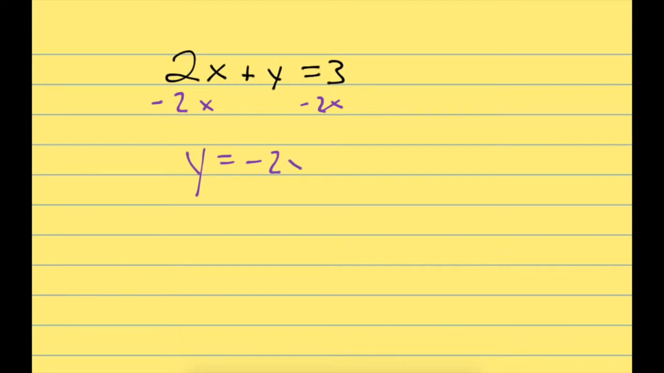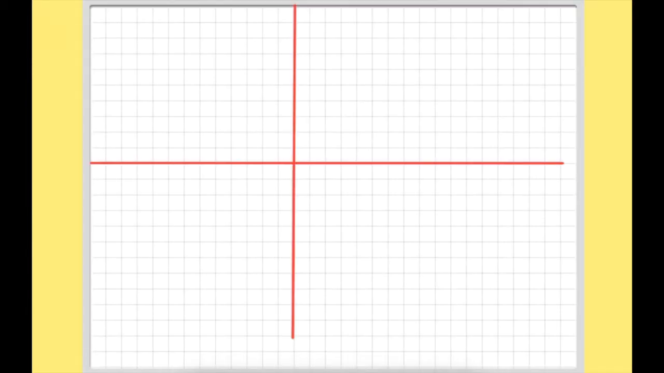So it's important to be able to rewrite equations in slope-intercept form. It's even more important to then use that equation to graph it. So the first step would be to rewrite this in slope-intercept form. We'd subtract 2x from both sides. That would give us y equals negative 2x plus 3. And so we can identify that the slope is negative 2 and the y-intercept is positive 3. So we can use that to graph the line.